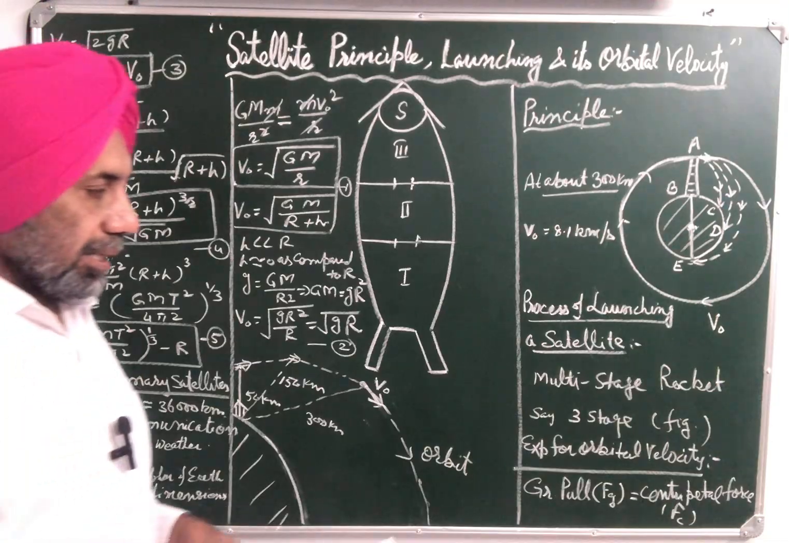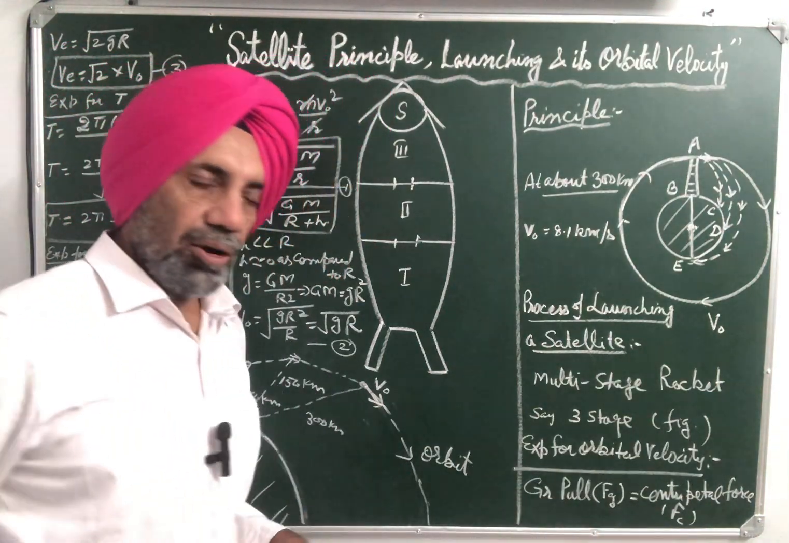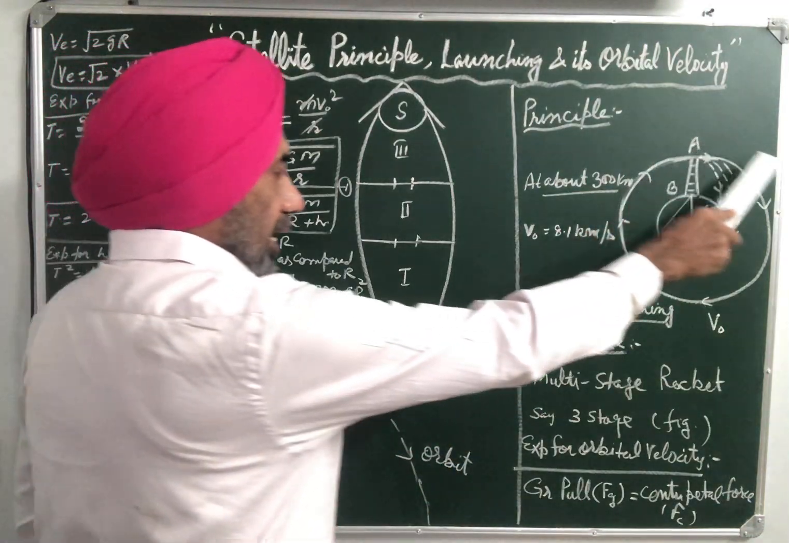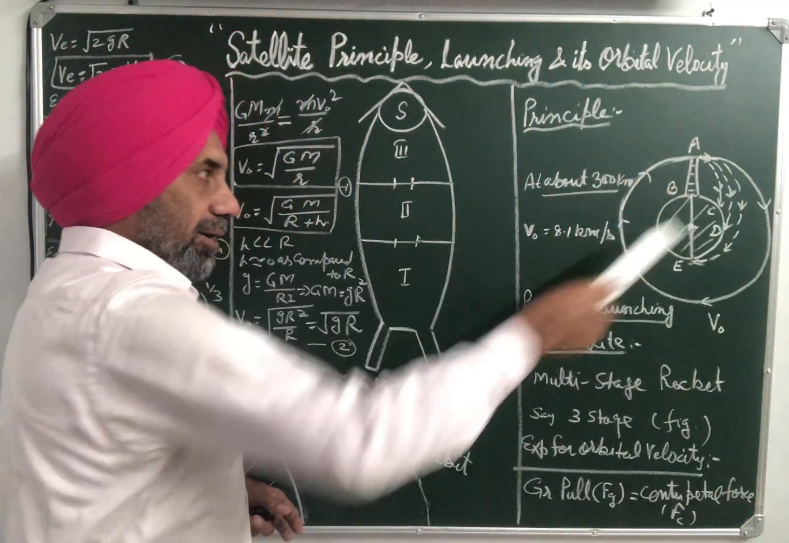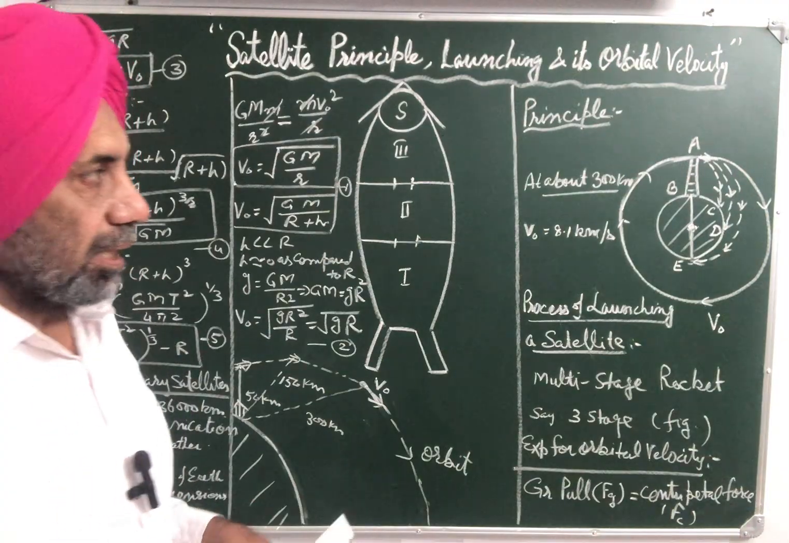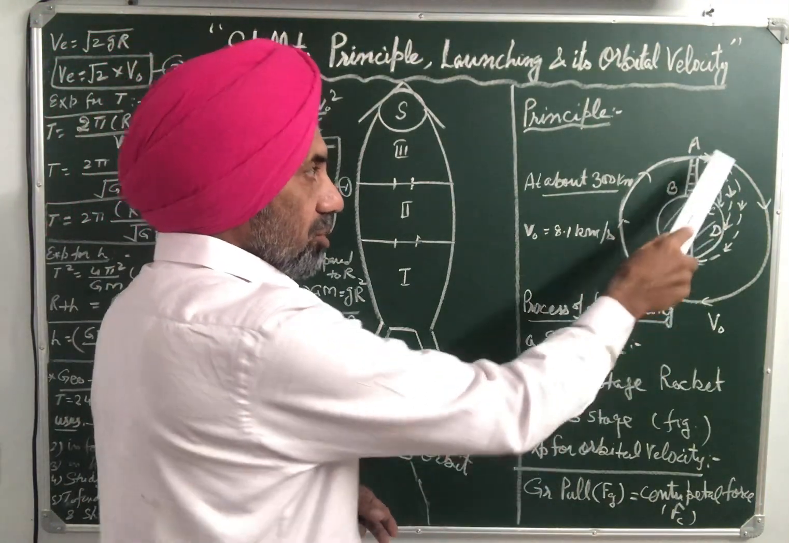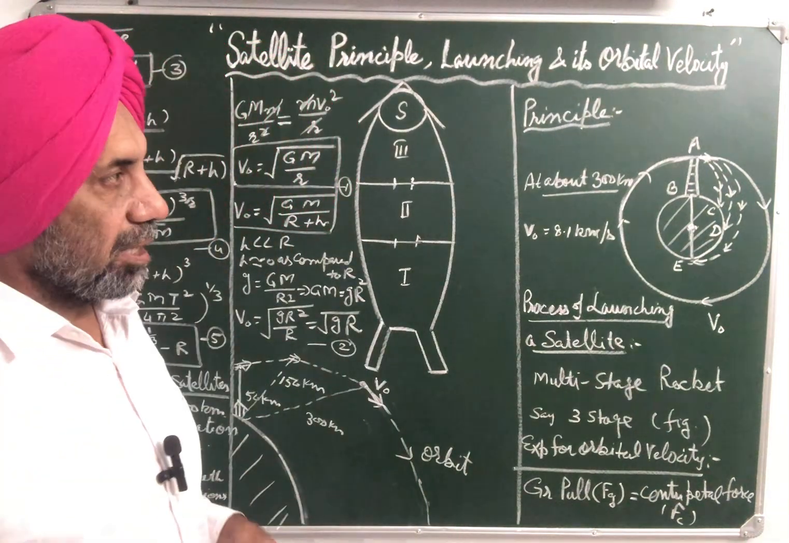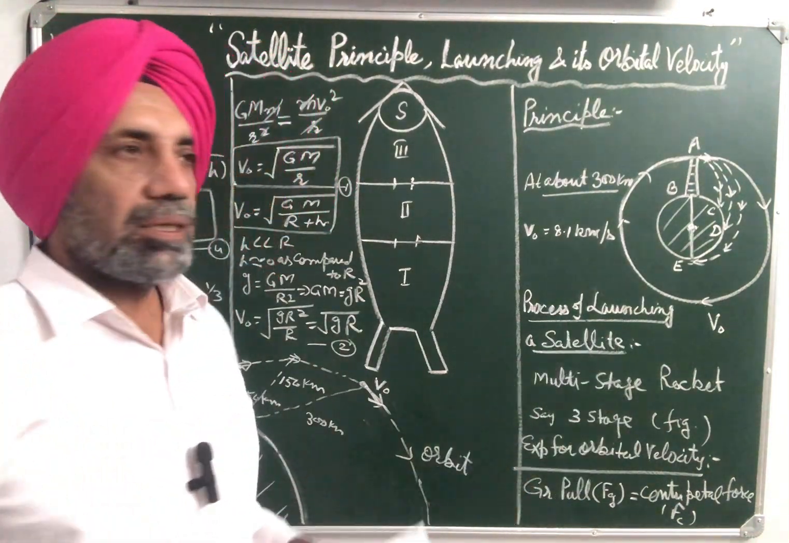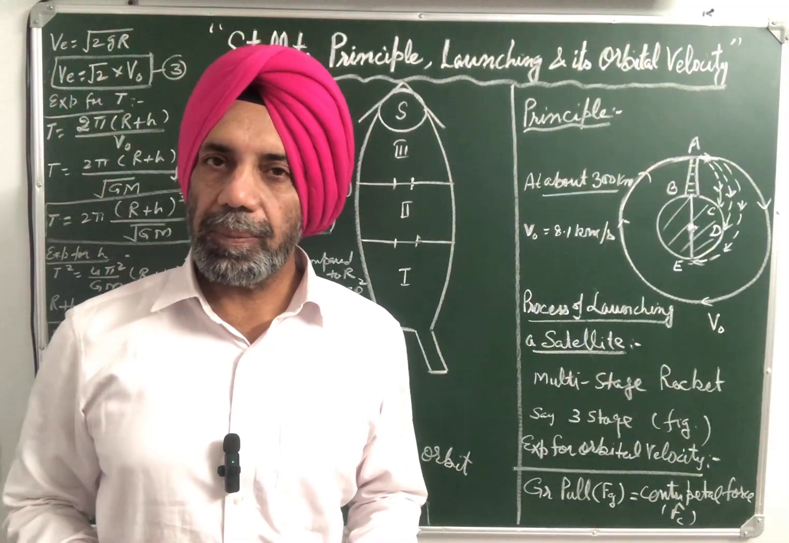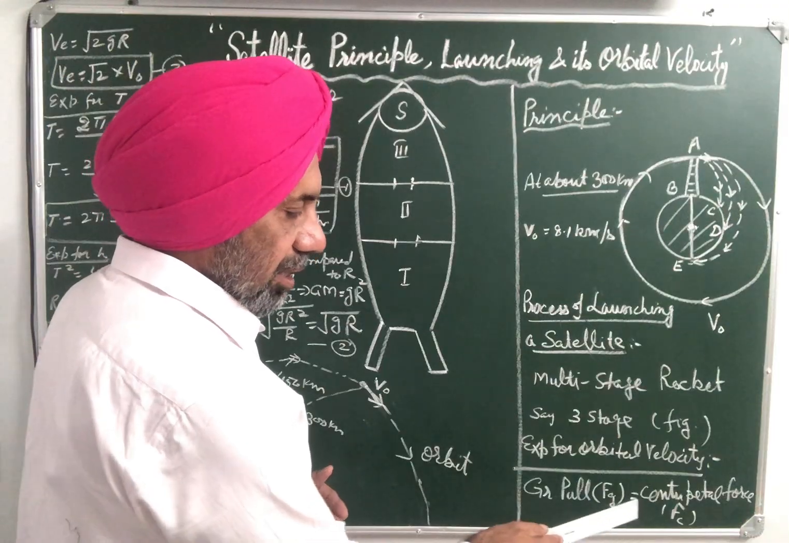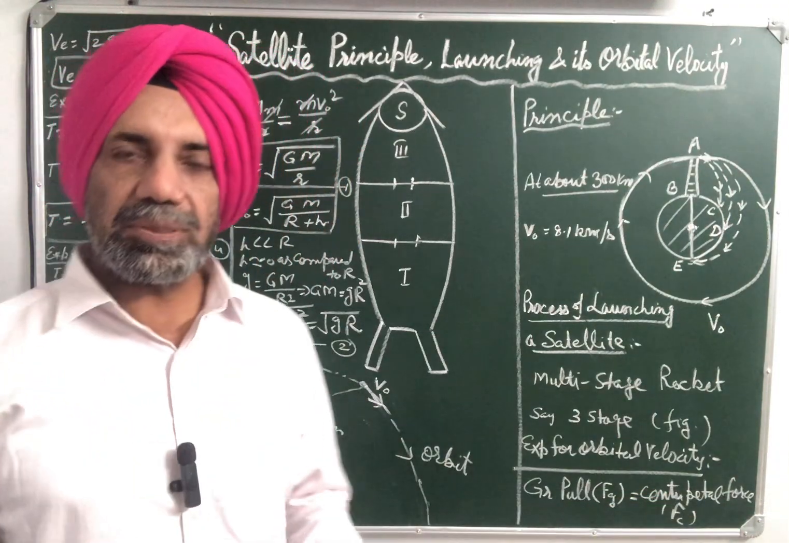Clear? Then, the expression for orbital velocity. When a satellite revolves around the Earth or a planet, the necessary centripetal force required for this purpose is provided by the gravitational force. So it means the gravitational force Fg is equal to the centripetal force Fc.